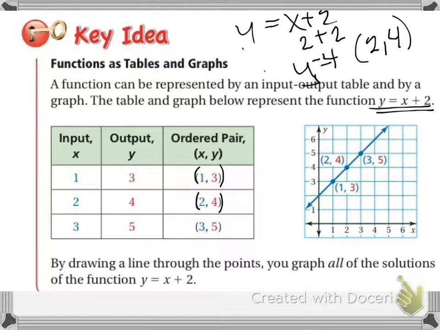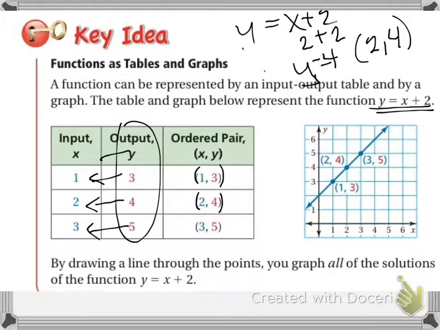And then the last one, when we put an independent value in, we put a 3 in, the output is 5. So these outputs all depend on each of these inputs that we do. So they depend on those inputs. Now we can graph this line. We can plot the points.